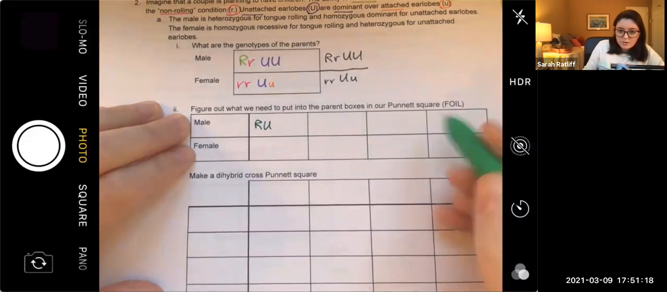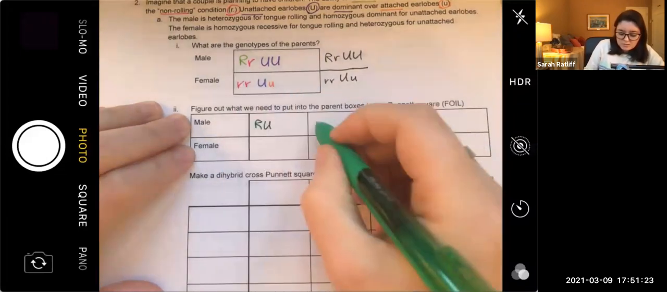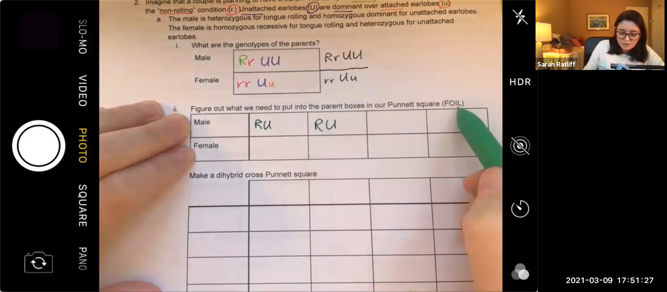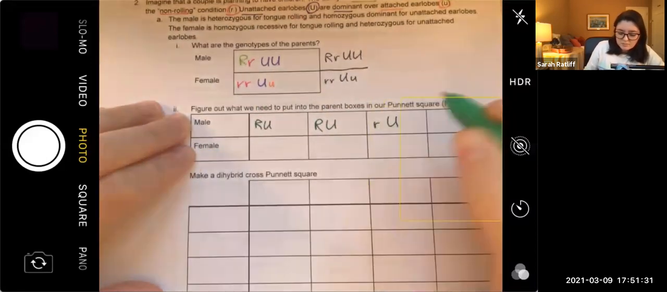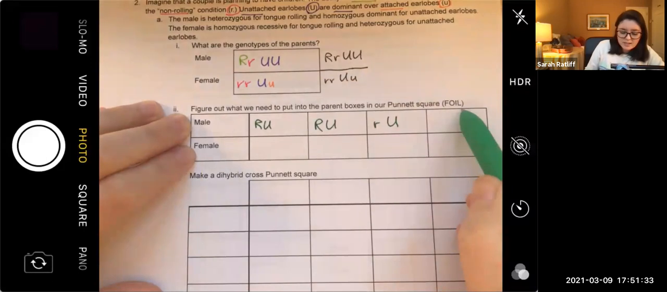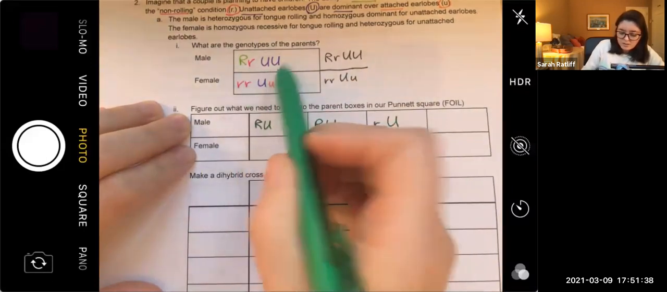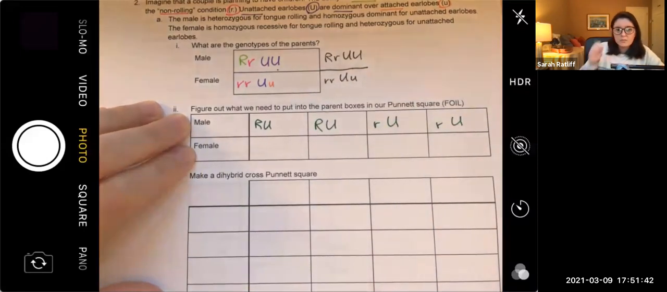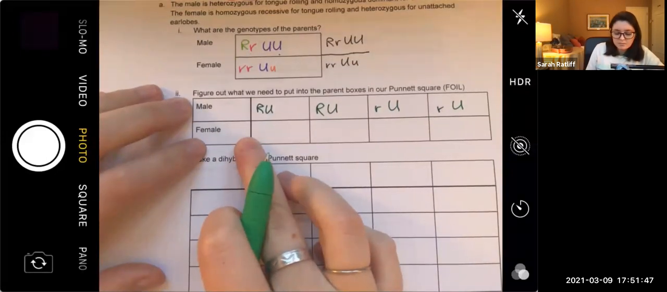Great. Now we're going to go to outside. The outside two terms, big R, big U. Inside, our two inside terms, we have a little r and a big U. And L for last, what are our last two terms of each of our traits? A little r and a big U. Cool. Now let's look at our female. Our female, we need to FOIL her as well.